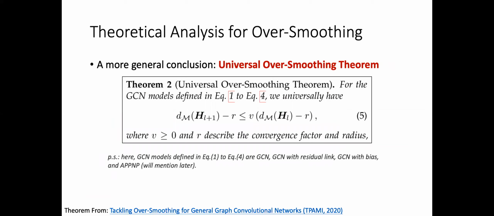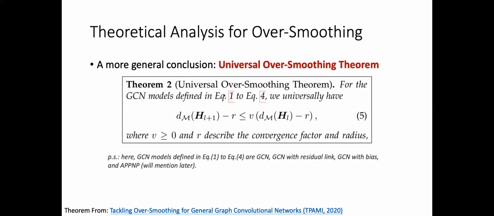And here's a more general conclusion, which is the universal oversmoothing theorem. This theorem is not only applicable to this special case, but is also applicable to a lot of GCN variants. So the theorem is saying that for the GCN models and its variants, we would universally have DM of HL plus 1 minus R less than or equivalent to V times DM of HL minus R, where V should be larger or equivalent to 0, and R describes the convergence factor and radius. Okay, so V is the convergence factor and R is the radius.